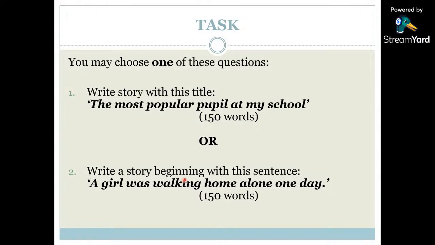Alright, you may choose one of these questions. Write a story with this title: The most popular pupil at my school. Murid yang paling popular di sekolah saya.